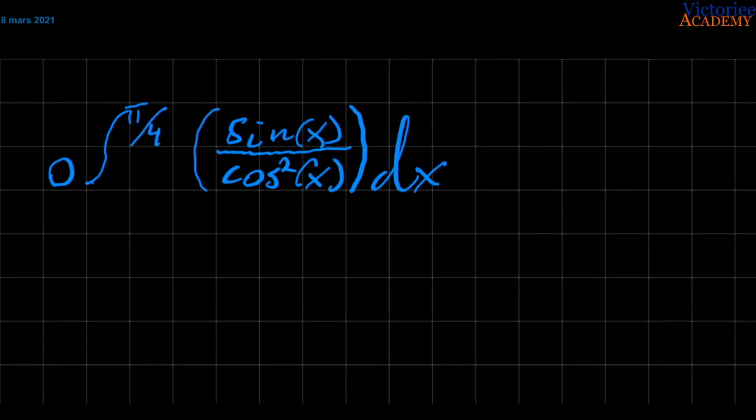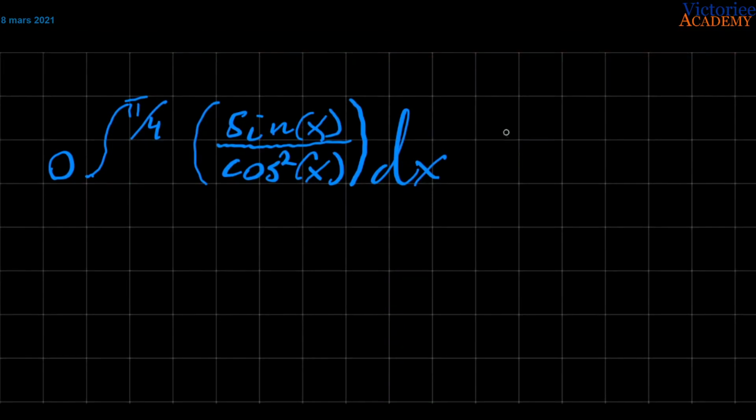Evaluate the integral of sine of x over cosine squared of x with the boundaries 0 to pi over 4. Let's start by finding the primitive function of this expression here. We're going to use a method called substitution. So we'll do our substitution on the side here. I'm going to write substitution as well, because it's good practice.